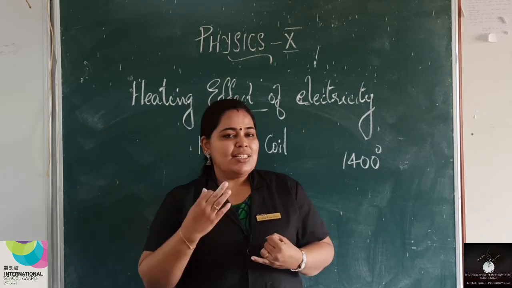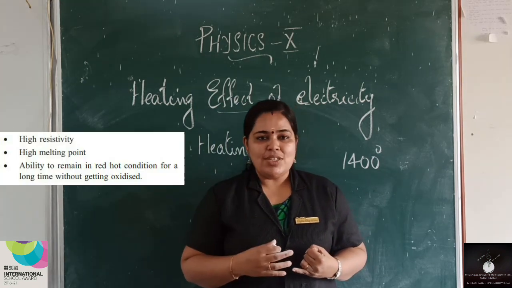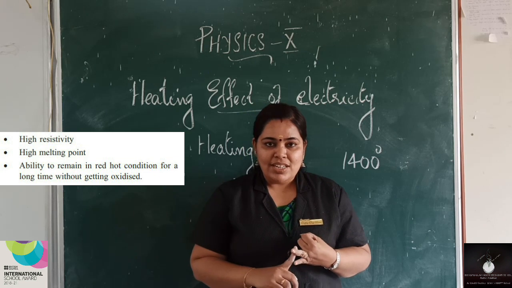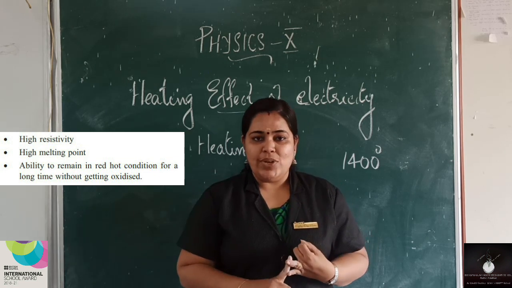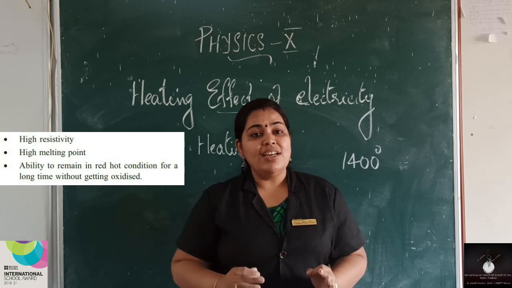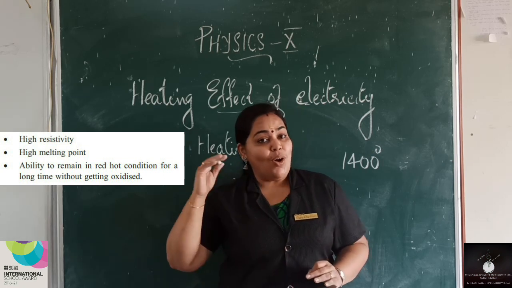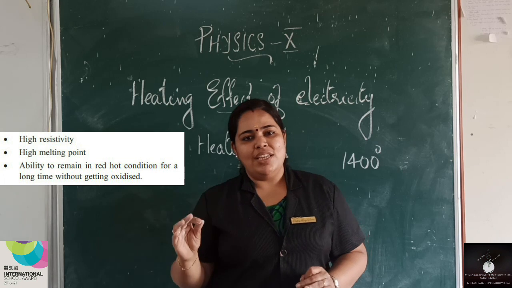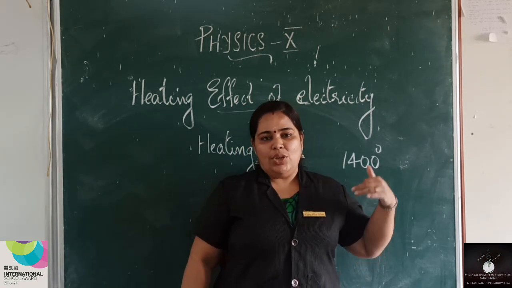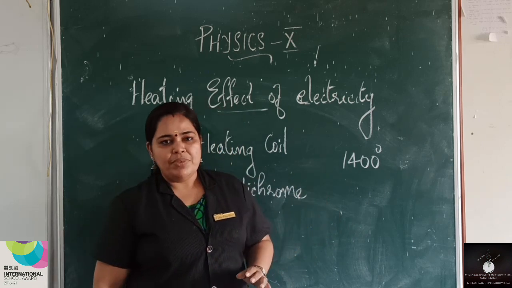So once again, tell me what are the properties of nichrome? It has a high melting point. Second, it has high resistivity. And the third, it has the ability to remain in the red hot condition for a long time without getting oxidized. So these properties make nichrome suitable for use as a heating coil.